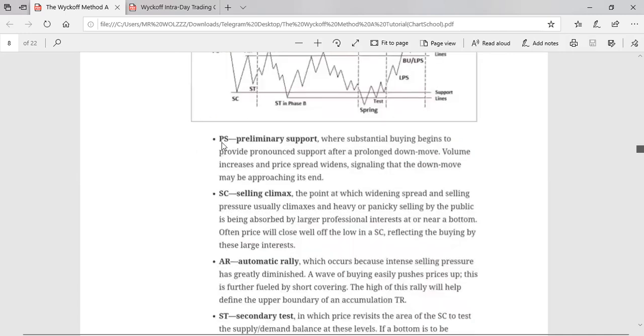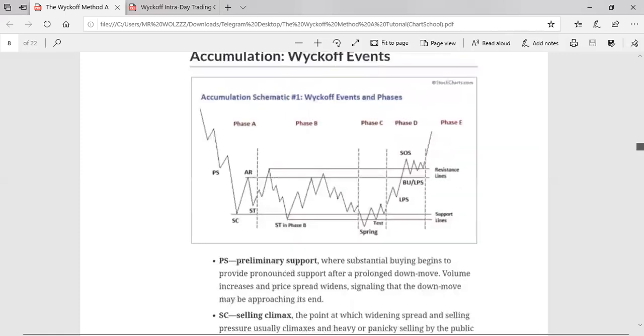Our PS is a preliminary support. That's in the case of after an expansion to the downside, when the price is about to reaccumulate. When you have a consolidation before you buy, that is reaccumulation, and when you have a consolidation before a sell, that is redistribution. So in this case, this is a reaccumulation process. You can see the accumulation Wyckoff event. This is the case of a buy.